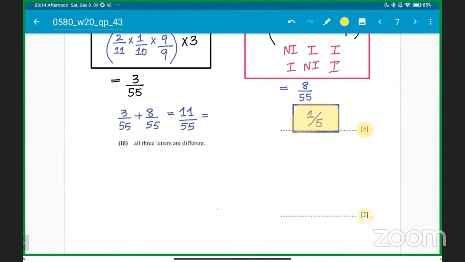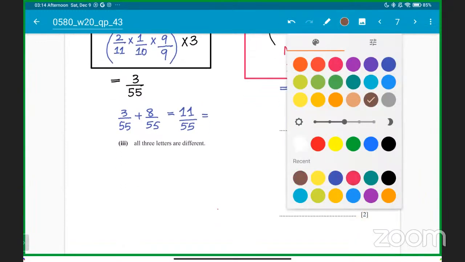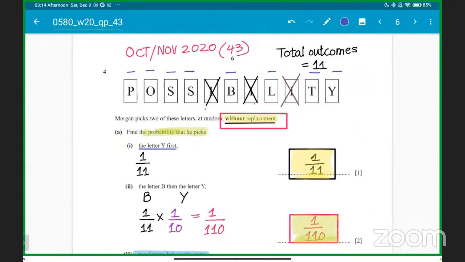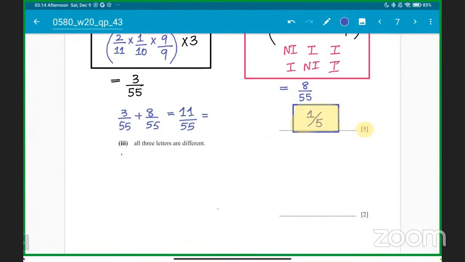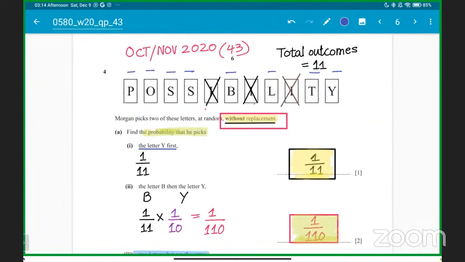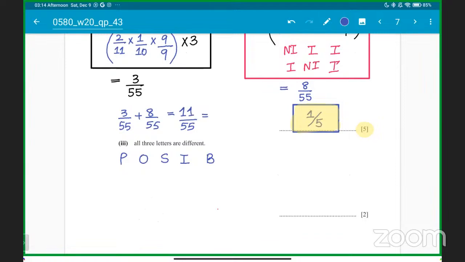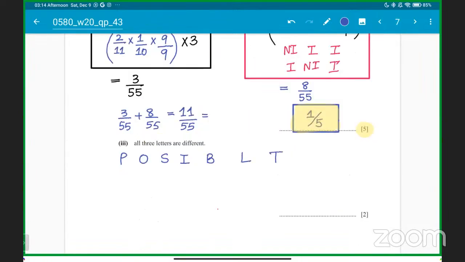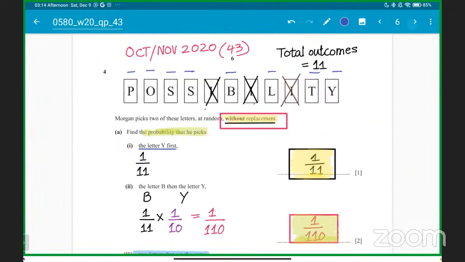Then we have something different for 2 marks, that now all 3 letters are different. Getting it, students? So if you have to choose all 3 letters different, how many options are available? P, O, one of the S you can take, one of the I is available, one of the B is available, L is available, T is available. All 3 letters should be different. P, O, S, I, B, L, T, Y.